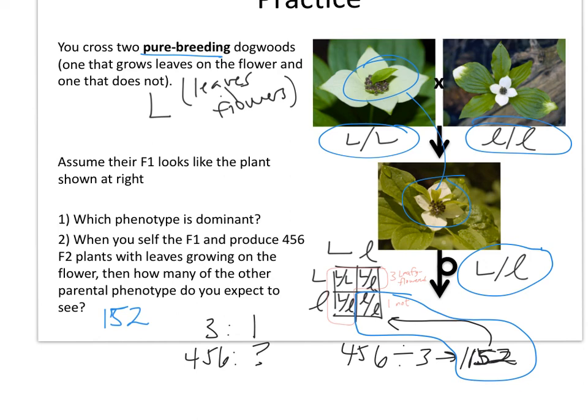I was so confused because it said assume their F1 looks like the plant shown at the right, and because it said pure breeding, I thought that all of F1 was going to look like the parent on the right, which was little l, because I didn't understand the question that you were saying. You were referring to F1 as the picture on the right instead of the parent? Yes. If you encountered this on the exam, how would you know which was the P0 and which is the F1? P0 is the first generation, the F1 is their offspring. And that's why I was comfortable saying shown at right, because I said F1.